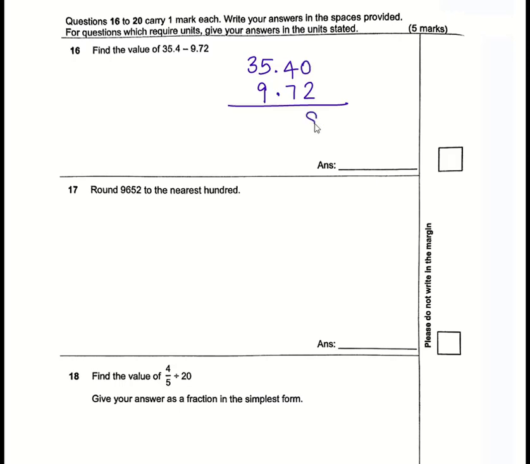So I'll have to borrow 1 from here so that it becomes 10. 10 minus 2 is 8. Because I borrowed it over, now what I have left is 3. So again, I will have to borrow 1 from here. So it becomes 1, and then this becomes 13. 13 minus 7 is 6.